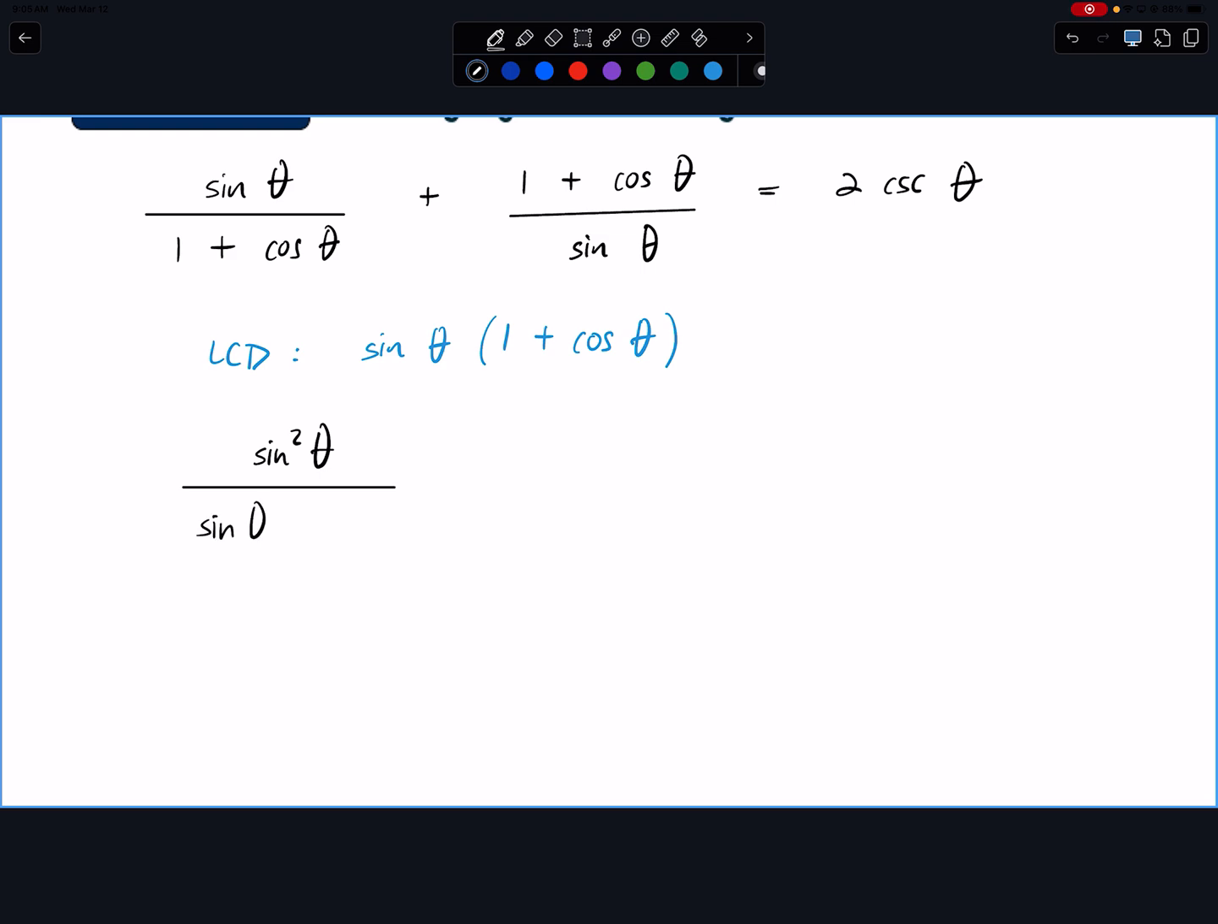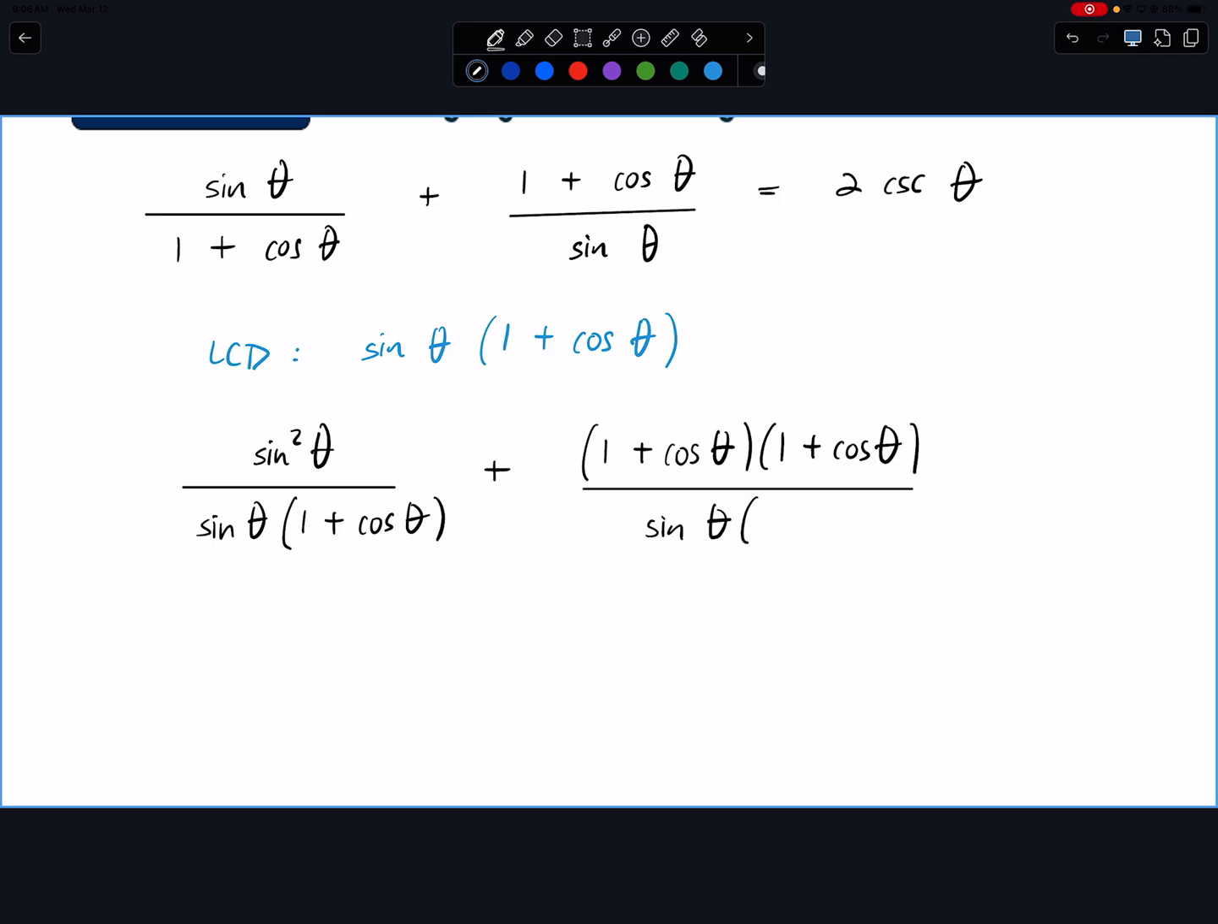sine theta times 1 plus cosine theta plus, this already has a sine, right? So what am I missing? 1 plus cosine theta, so multiply top and bottom. So 1 plus cosine theta times 1 plus cosine theta all over sine theta times 1 plus cosine theta. Cool.